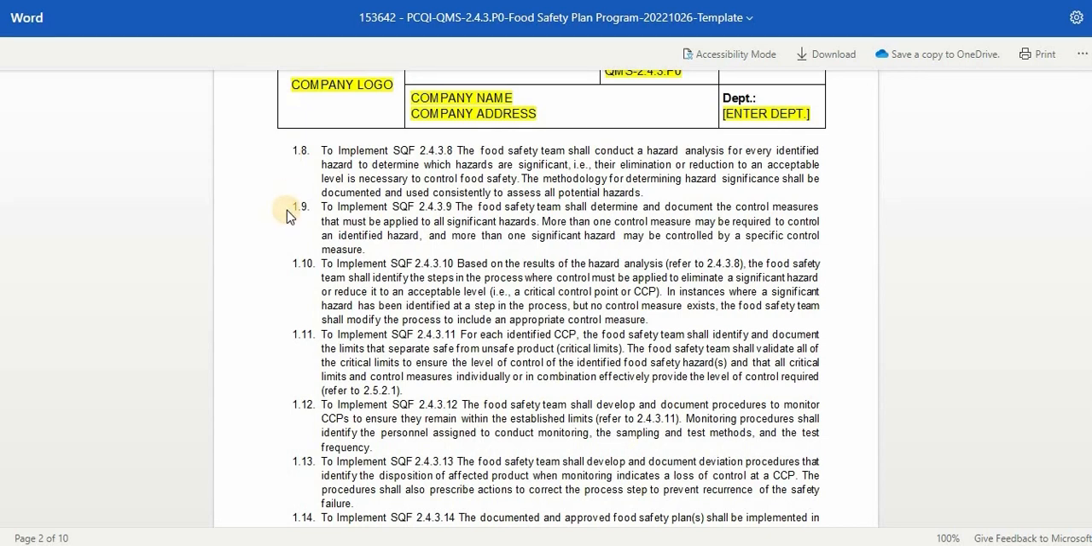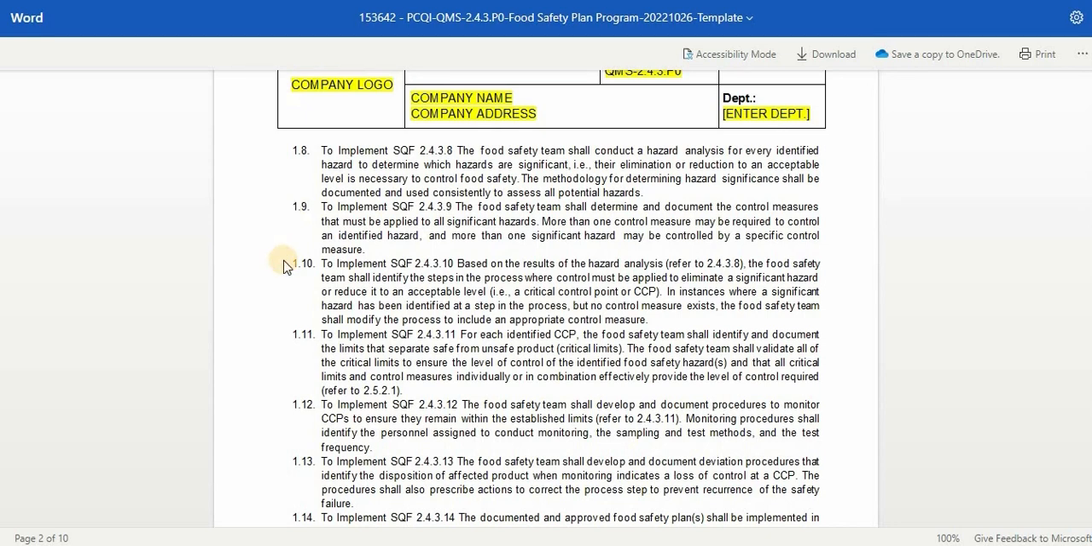Ninth, to implement SQF 2.4.3.9, the food safety team shall determine and document the control measures that must be applied to all significant hazards. More than one control measure may be required to control an identified hazard, and more than one significant hazard may be controlled by a specific control measure.